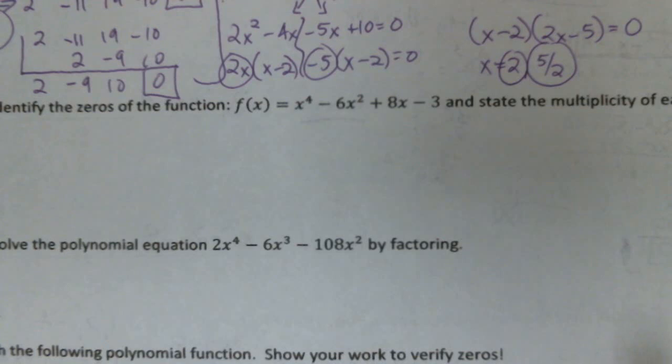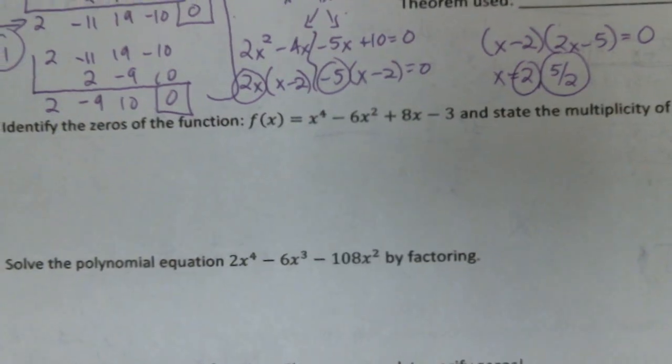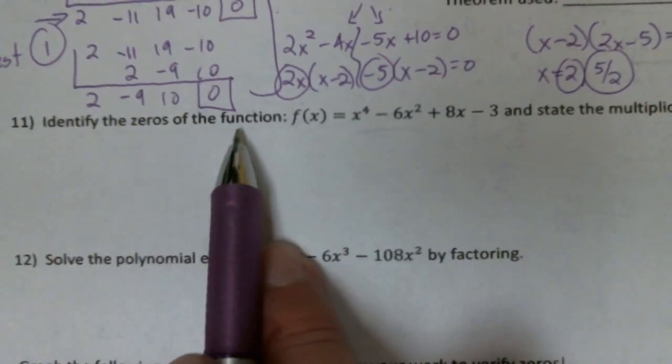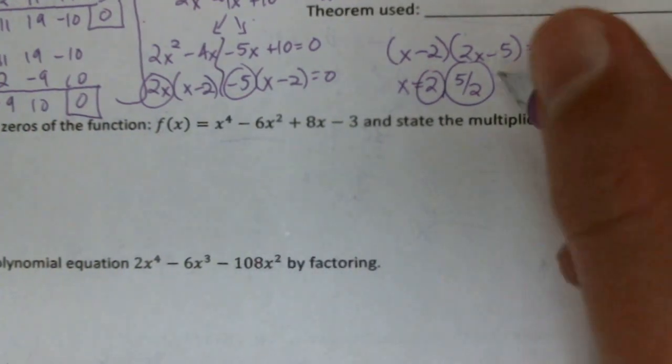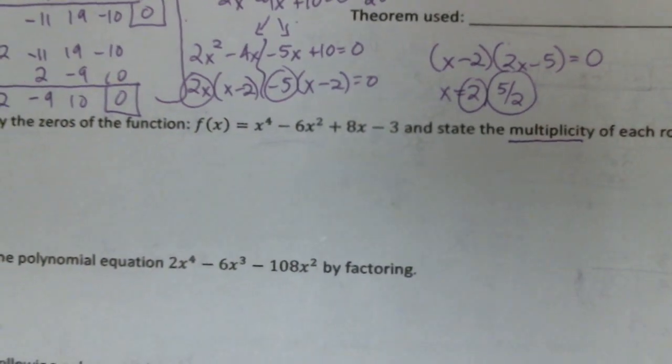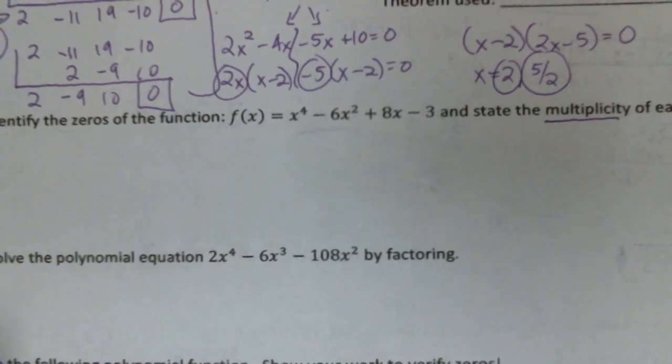All right, number 11, coming down the home stretch. We're getting close, guys. Identify the zeros of this polynomial. State the multiplicity of each root. So that insinuates that we're going to have a root that shows up more than once.